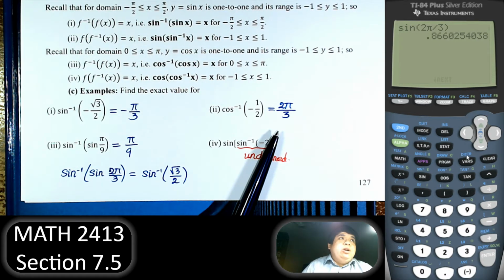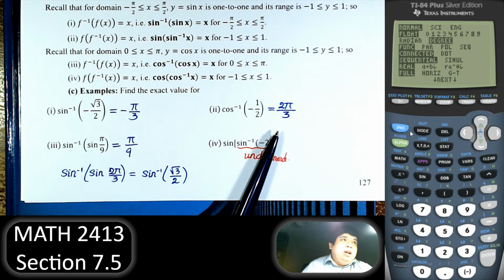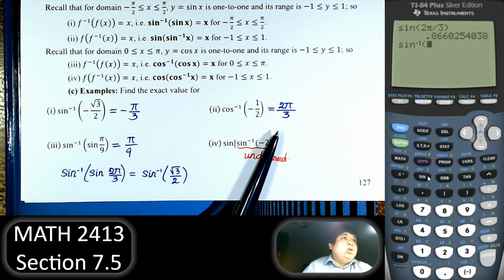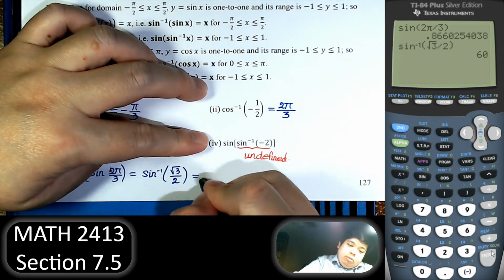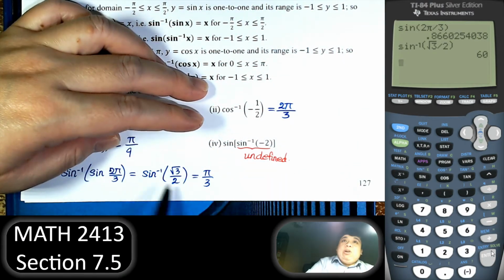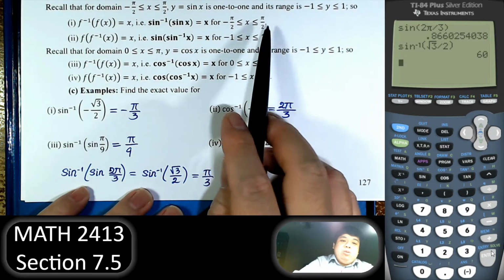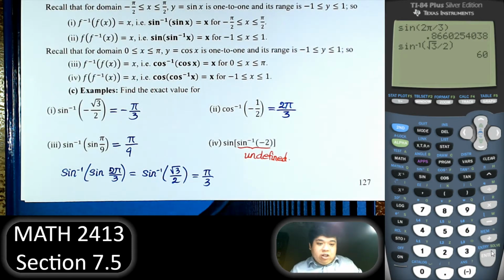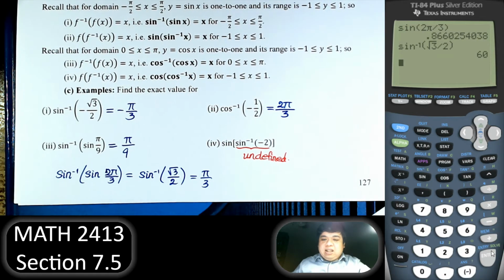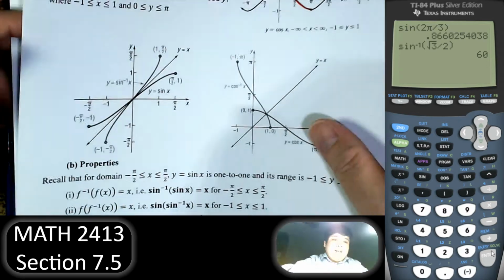And now we just do the inverse. When we do the inverse, I prefer to have the calculator in the degree mode. Now square root of 3 over 2 is 60 degrees, which is pi over 3. Of course, they don't cancel out, but the answer is going to be between negative pi over 2 and pi over 2. Right. Now, that's nice and all, but that is not the focus of this section.